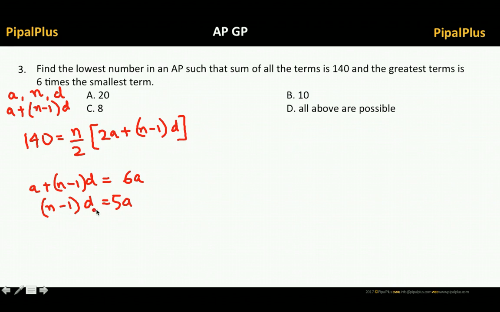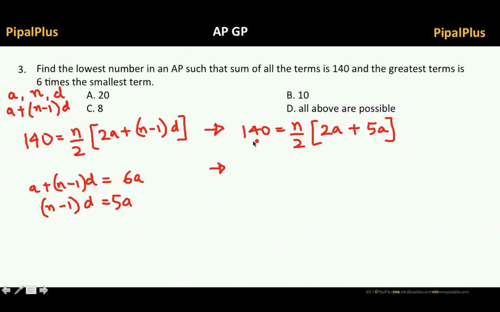So when we apply this to this equation, we notice that we have an n minus 1 d here also. We apply it here, we get 140 equals n by 2 times 2a, and we will just simply replace n minus 1 d from here with 5a. Okay, so this again gives us 140.